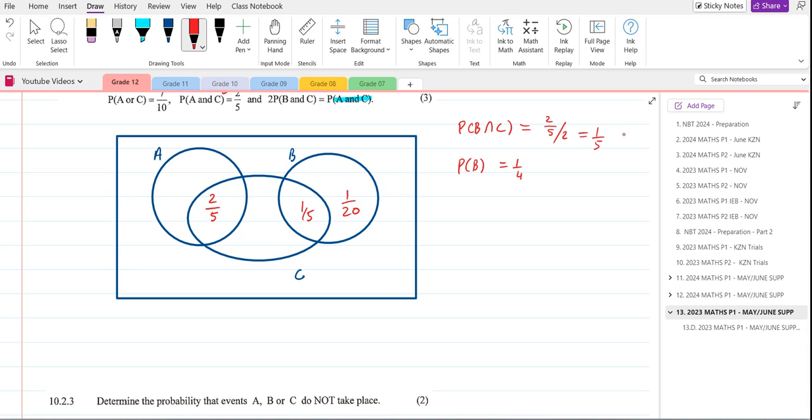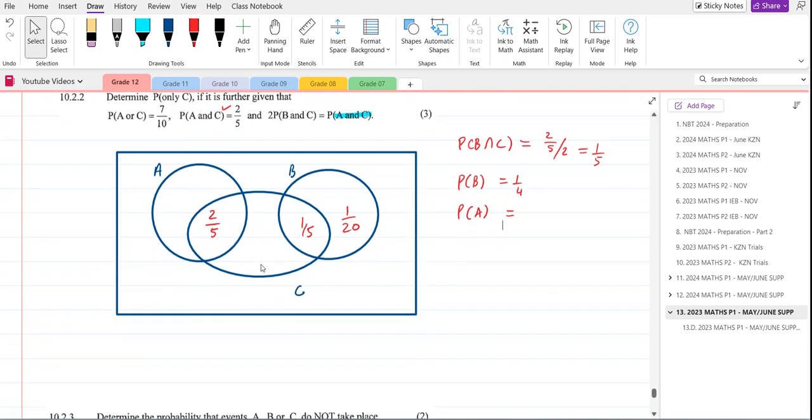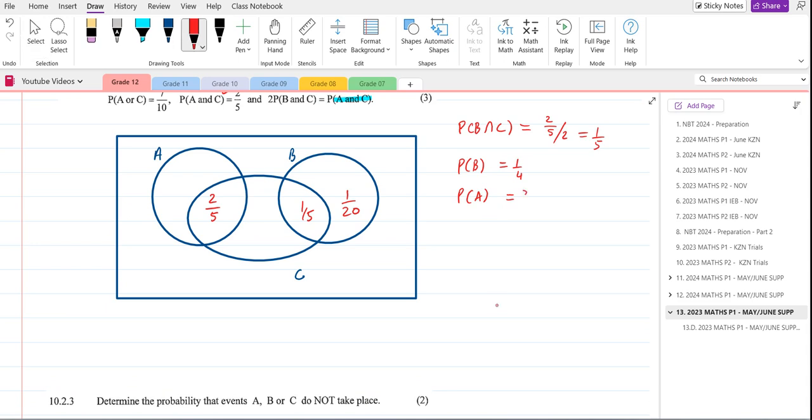And what was the probability of A? The probability of A was 2/5. What was the probability of A before? It was 2/5 already. So there's nothing in A only. If there's nothing in A only, then A is completely submerged in C, because this part is 0. So it's basically a diagram that goes like this. A is inside C. Basically A is completely inside C. A is here, B is there, and C is there.